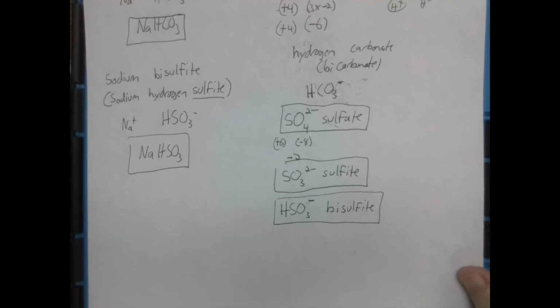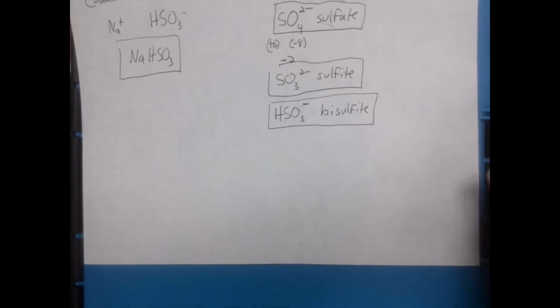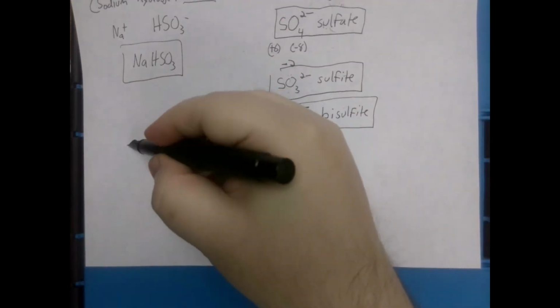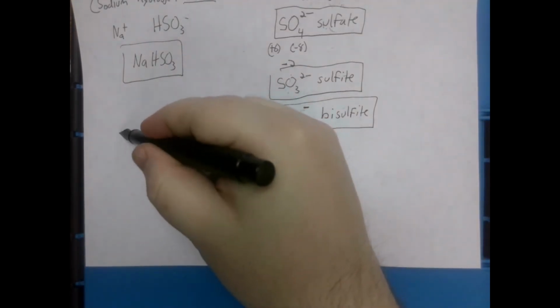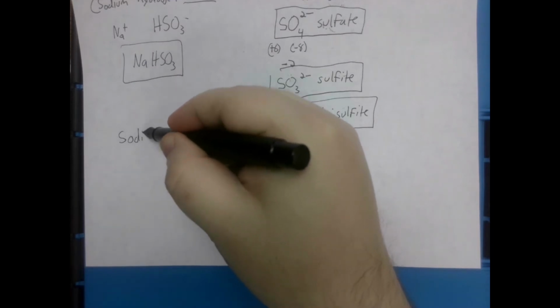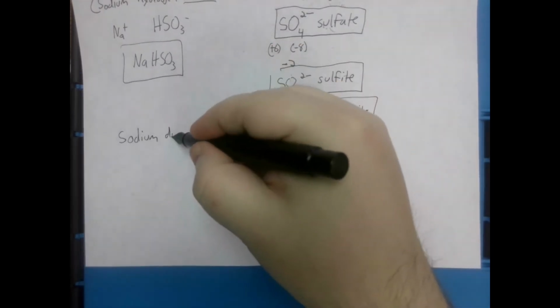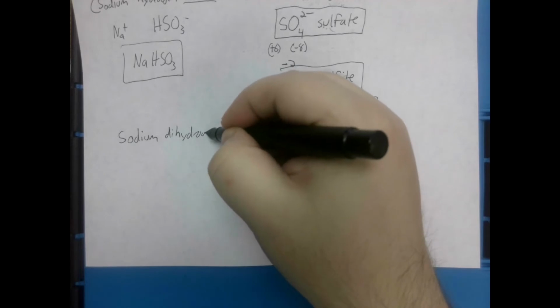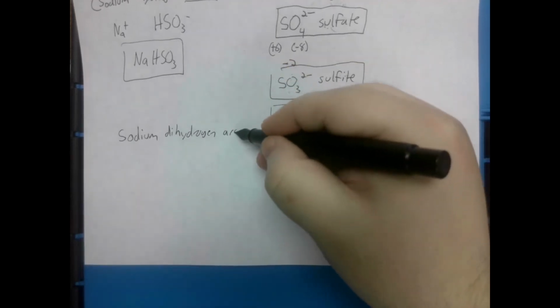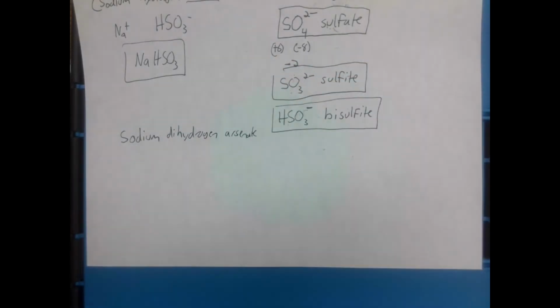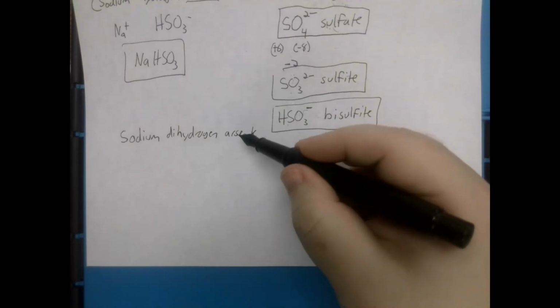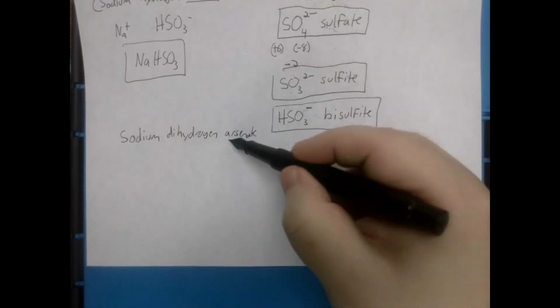Let's see if we can guess this one. I'm not going to give it on the test or anything, but what do you think the formula for sodium dihydrogen arsenate would be? So let's break this apart. What's arsenate's formula?